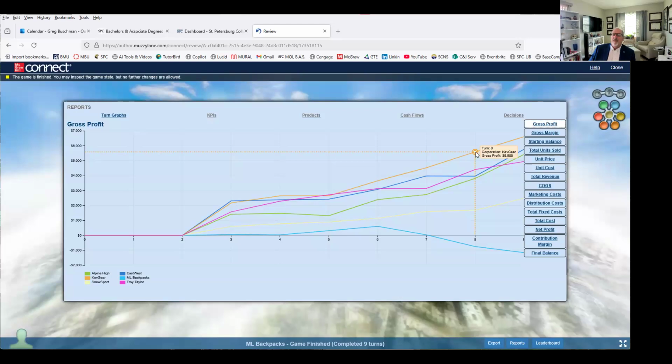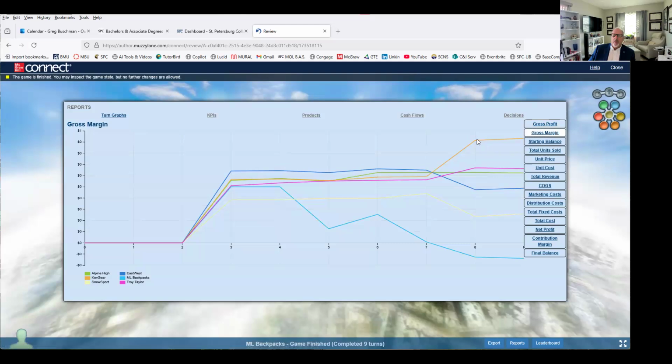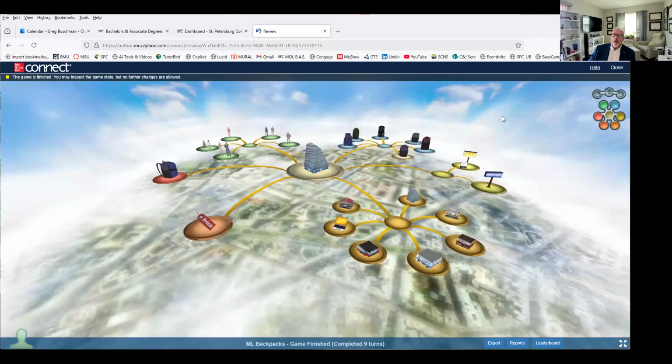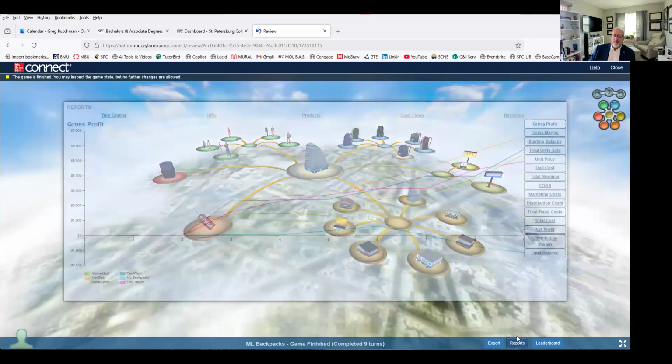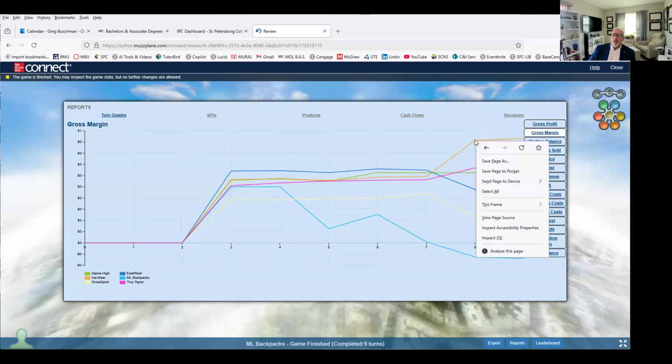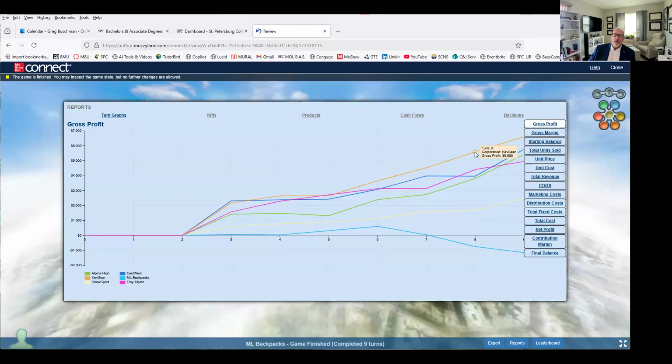That means about 50%. I'm sorry, that's gross profit. Oops, there we go. Uh-oh. Sorry about that. Well, it's calculating a gross margin of 0. I don't know why the sim would do that, but the gross profit is certainly accurate. And the gross profit's about $6 million.